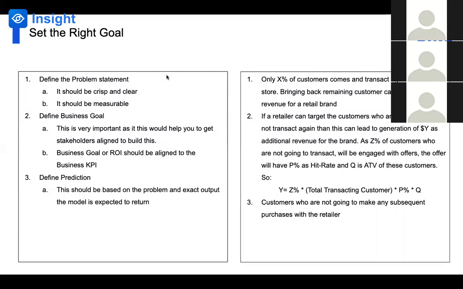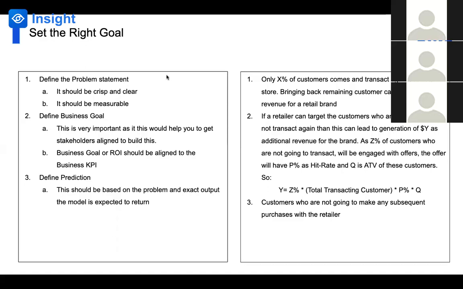So the problem statement for me is, as a retailer marketing manager, X percentage of my customers come and transact again at a retail store. So bringing back the remaining set of customers can help me generate higher revenue for my brand. So that's the problem statement. So what would be the goal? How will I define an ROI if I try to solve this particular problem statement?